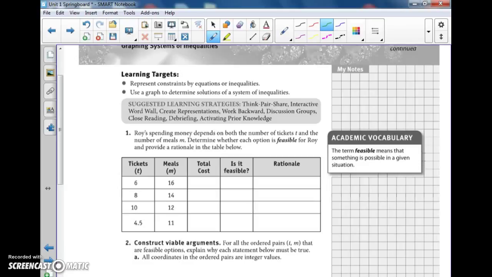All right, so here we go. First thing is this. How much is each ticket that Roy spends? $100. Okay, you got it. So it's 100 for tickets. Okay. How much is each meal worth? 40 is correct.